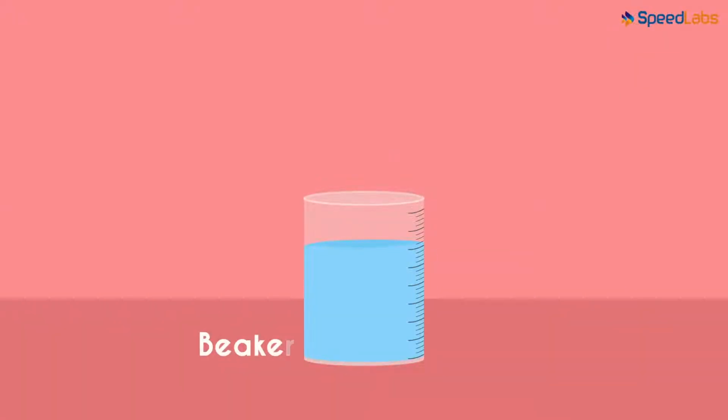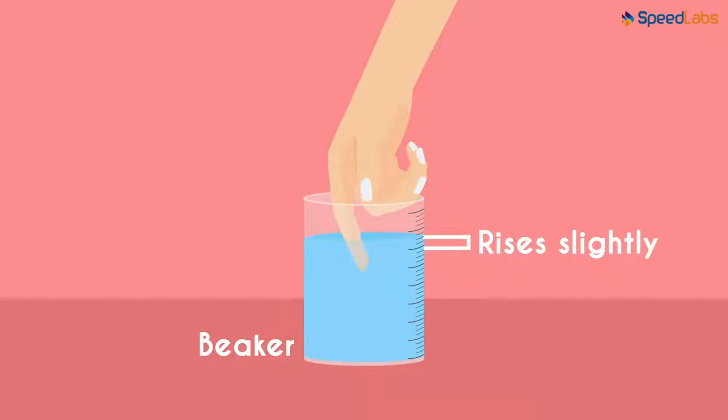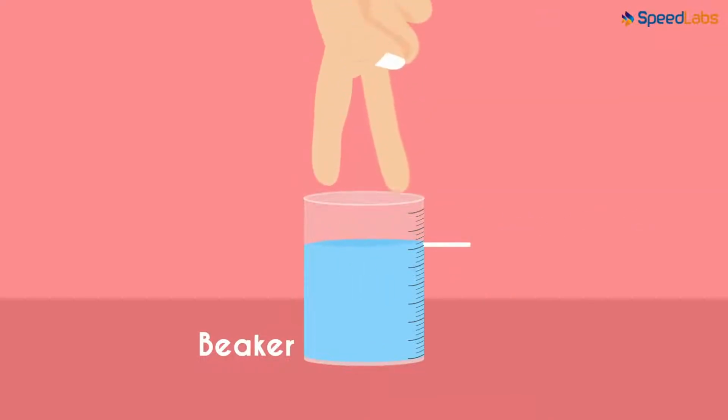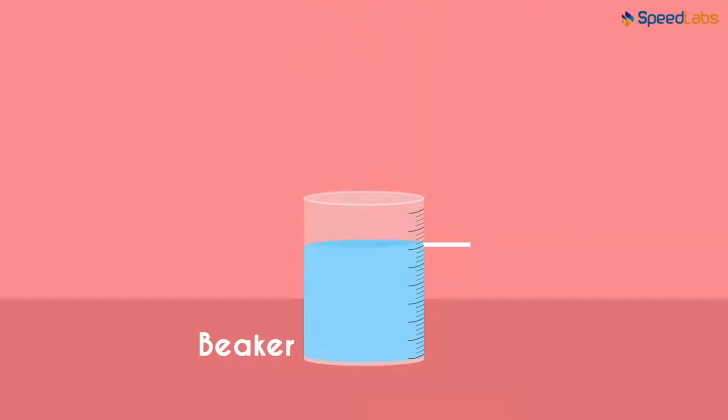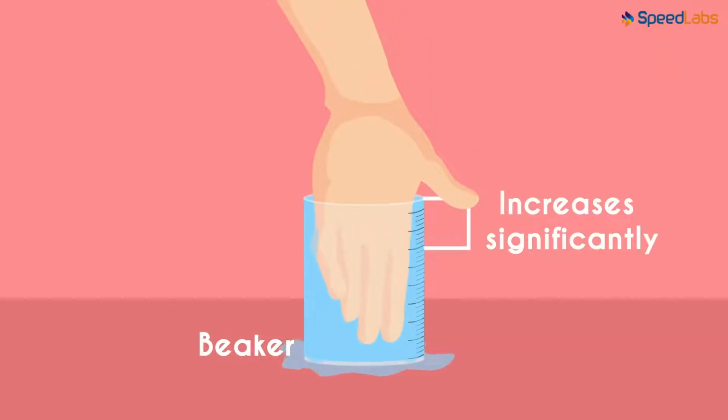You have a beaker filled with water and you put your index finger inside it. You'll observe that the water level rises slightly. You put in 2 fingers, the water level rises a bit more. And now when you put in your hand up to the wrist level, you'll see that the water level increases significantly.